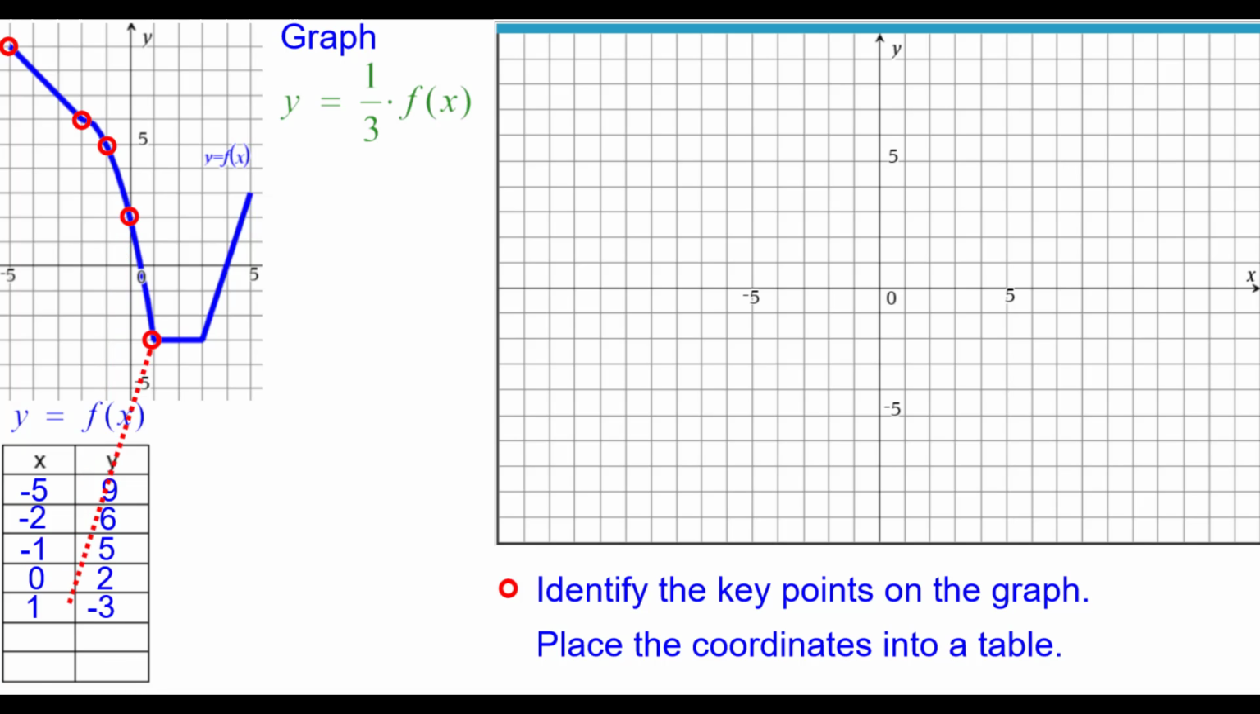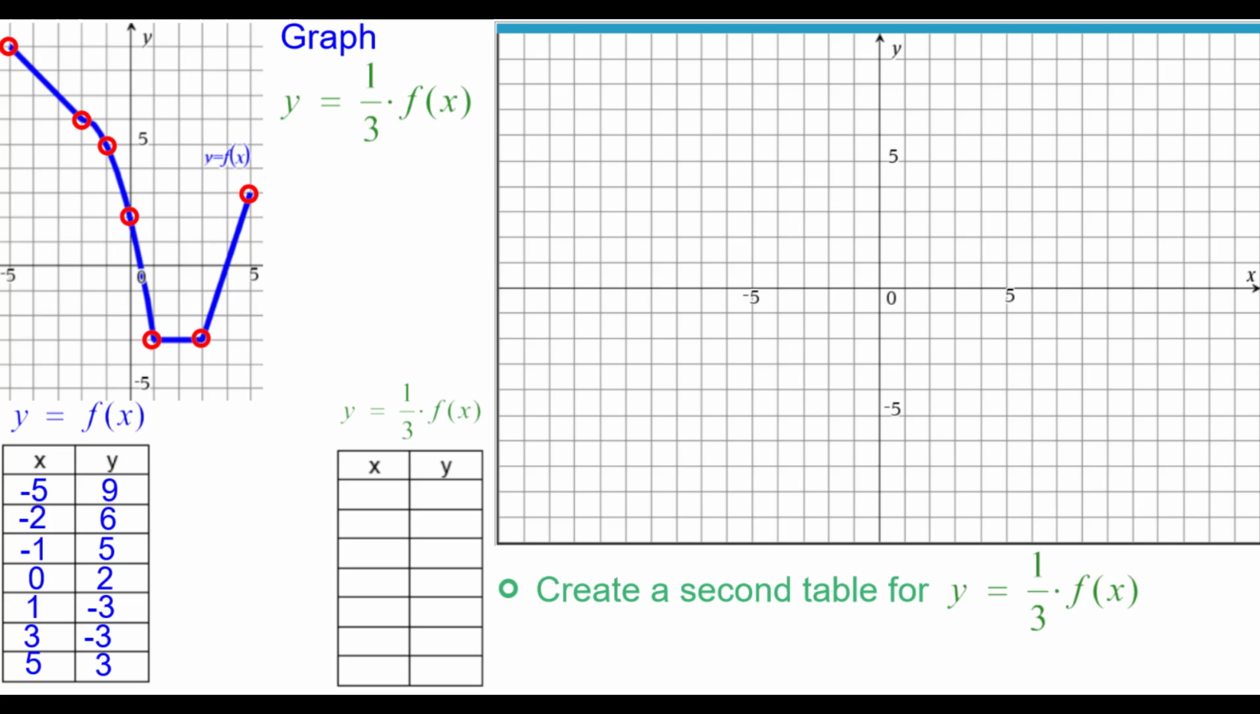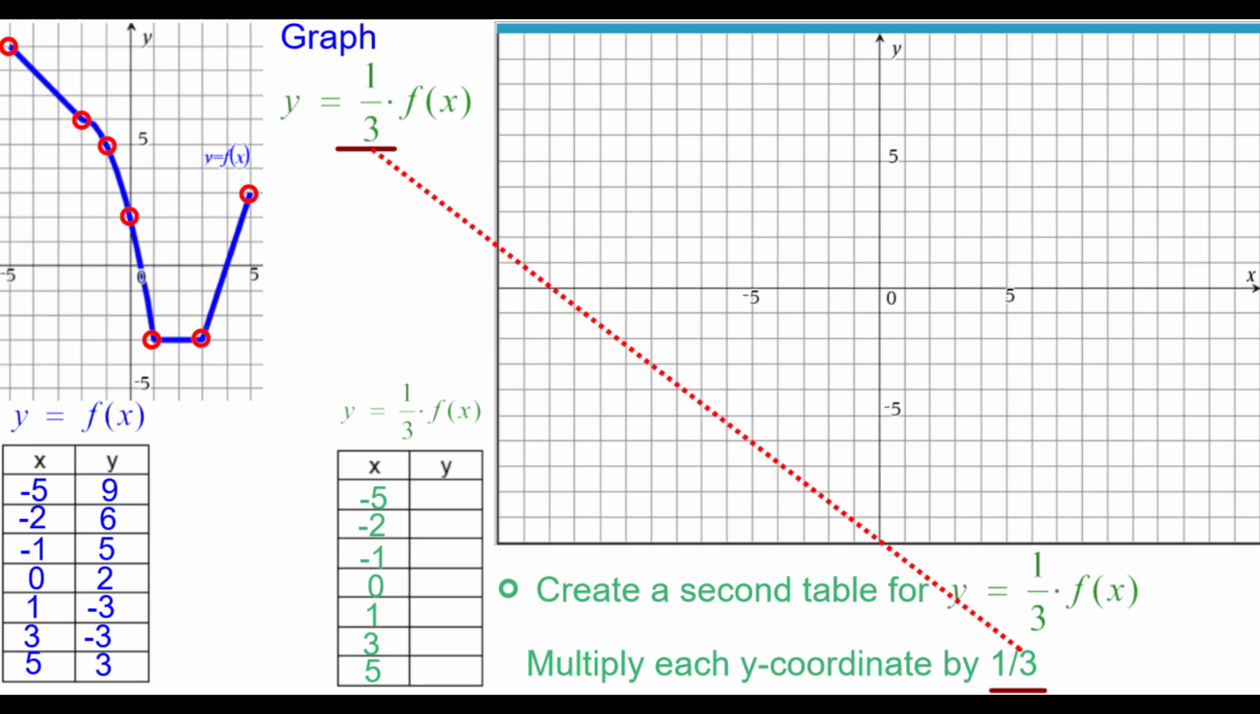-3, -3 is one of the points you should have found, 3, -3, and also 5, 3. We need to create a second table for y equals 1/3 times f of x. So we're going to use the same x coordinates, but we need to multiply each y coordinate by 1/3, because that's what it says in the function itself.